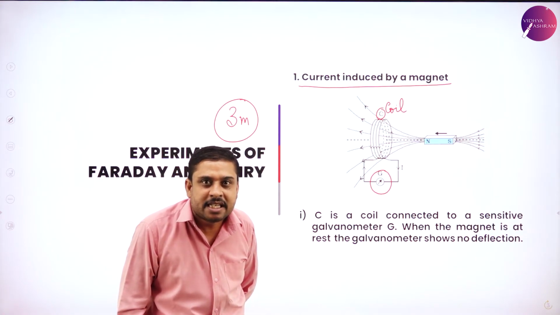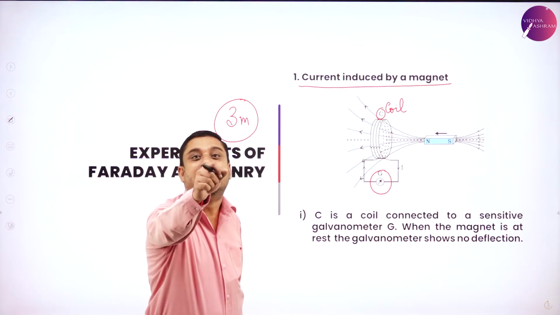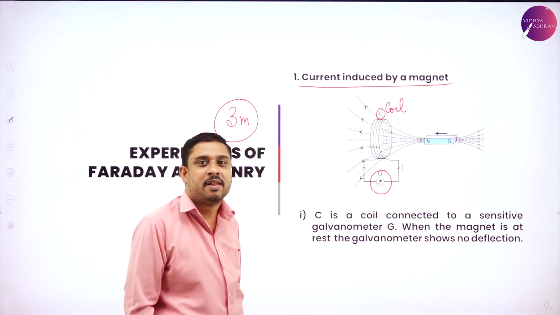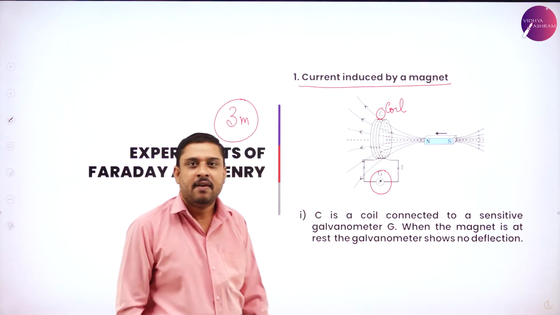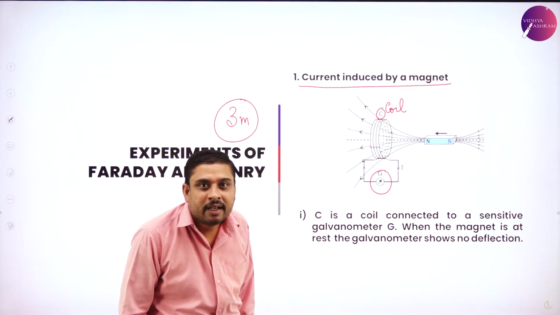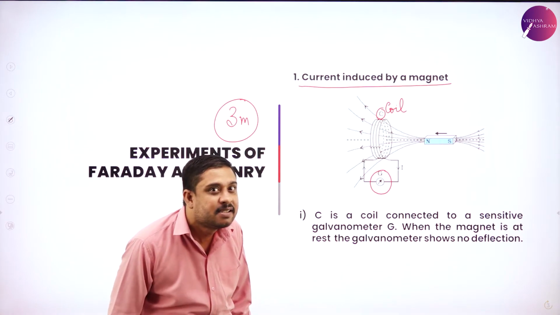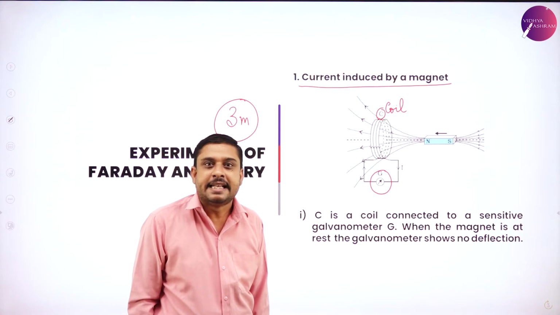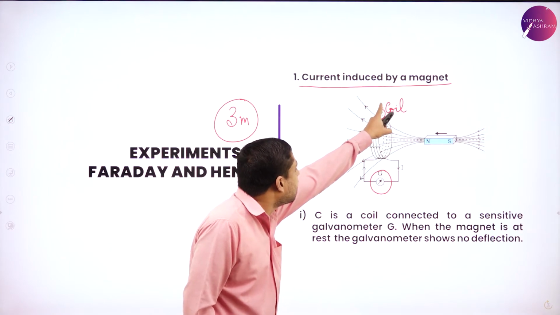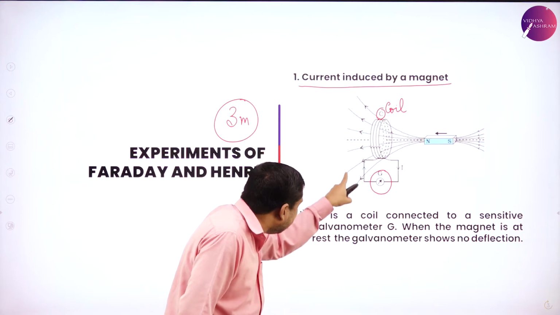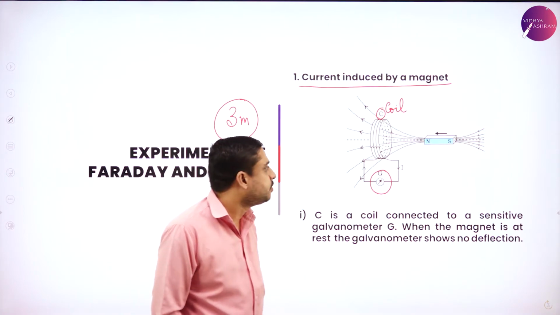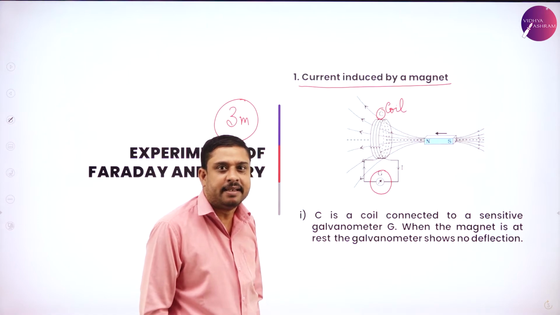Why is the galvanometer used? Good. It will detect the presence of current in a circuit. Galvanometer will check the presence of current in a circuit. And when current comes into existence? Only when there is some EMF. So C is a coil which is connected to a sensitive galvanometer. And here is a magnet.